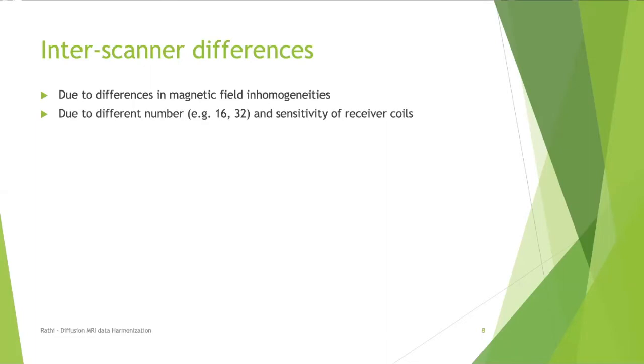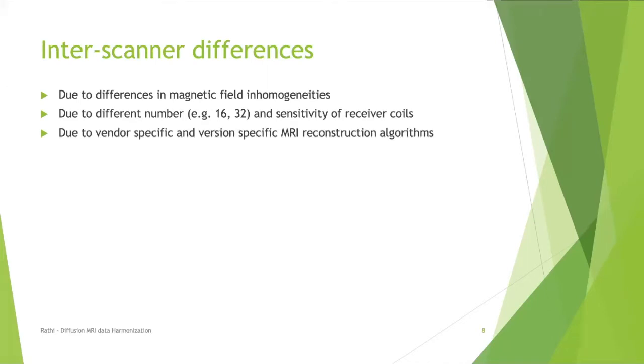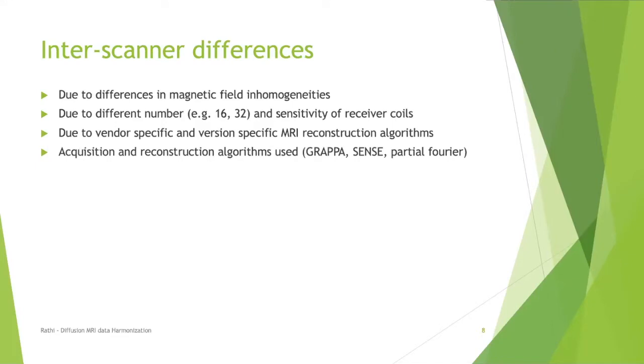contributors to it also. You might have different sensitivity of the receiver coils, as well as the number of receiver coils. So one site might have 16, another might have 20, another 32, and so on. Then you have differences due to the reconstruction algorithms themselves. For example, if you were to go on a Siemens scanner, it probably ends up using a GRAPPA reconstruction. On a different scanner, it might be a SENSE reconstruction. And then sometimes people also differ in the type of partial Fourier imaging that they do. So these all contribute to differences in the data that you obtain from different scanners.